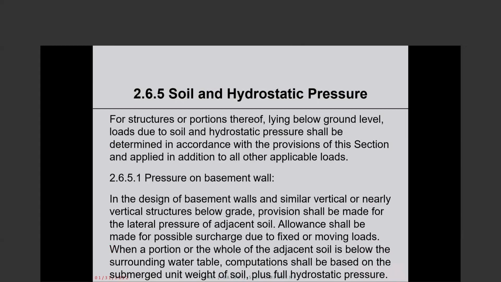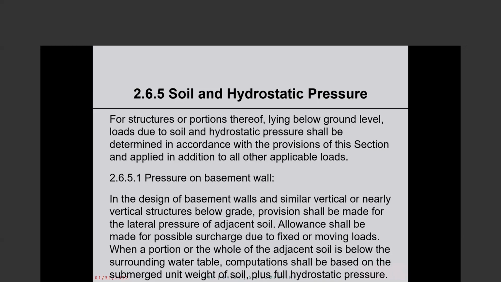So, pressure on basement wall. In the design of basement walls and similar vertical or nearly vertical structures below grade, provision shall be made for the lateral pressure of adjacent soil. Allowance shall be made for possible surcharge due to fixed or moving loads. So you store a lot of material on the site. That itself is like added head of water, and that needs to be considered. So allowance shall be made for possible surcharge due to fixed or moving loads.